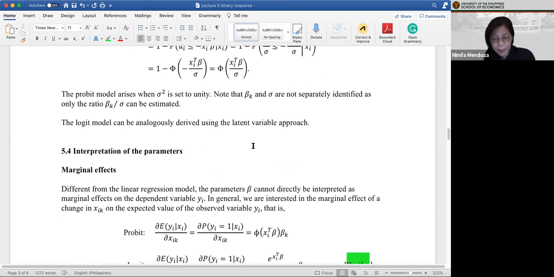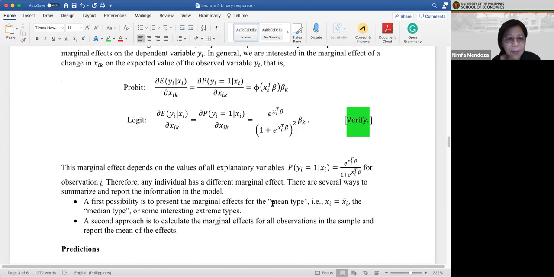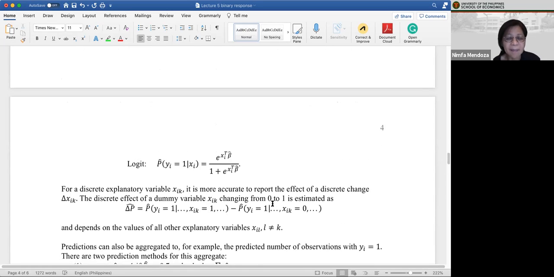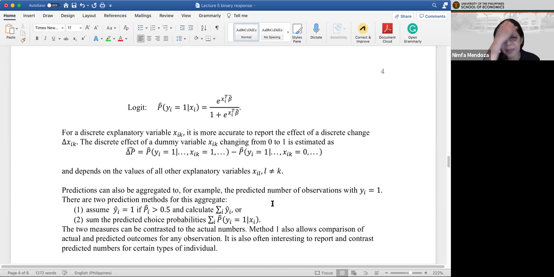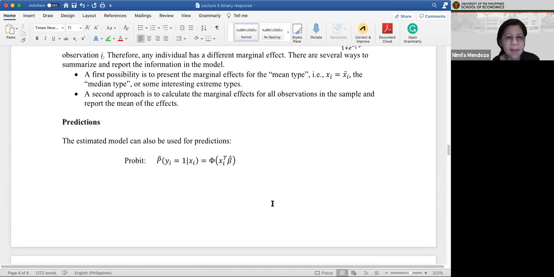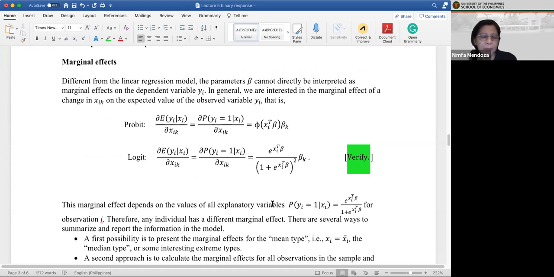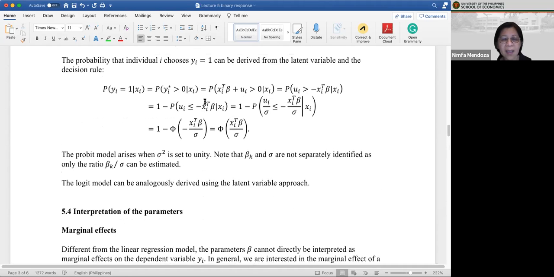Now let's look at the interpretation of the parameters. Let's look at the marginal effects and the predictions. You would get these using post estimation commands after you have run probit or logit. Different from the linear regression model, the parameter beta cannot directly be interpreted as marginal effects on the dependent variable y sub i.